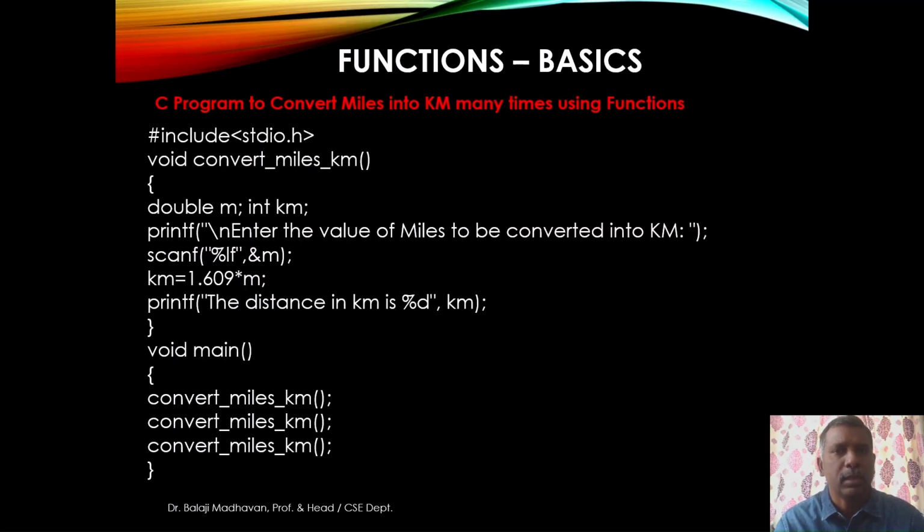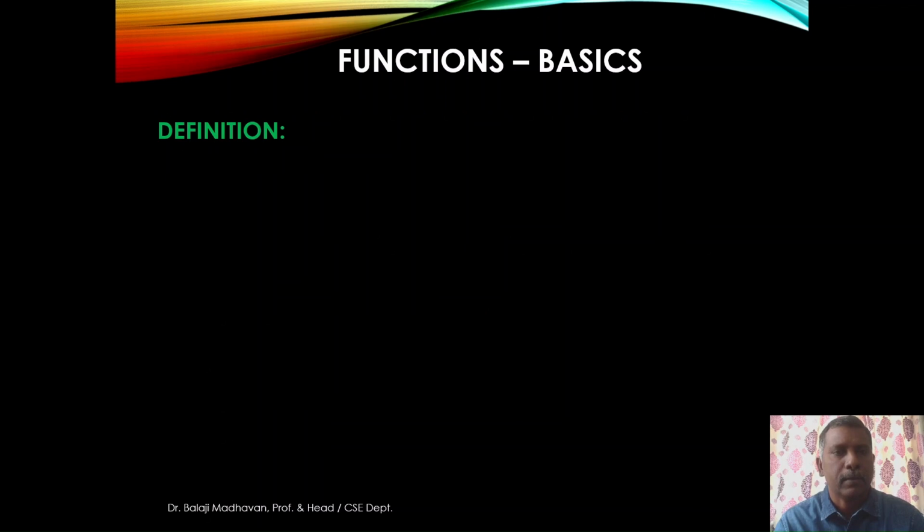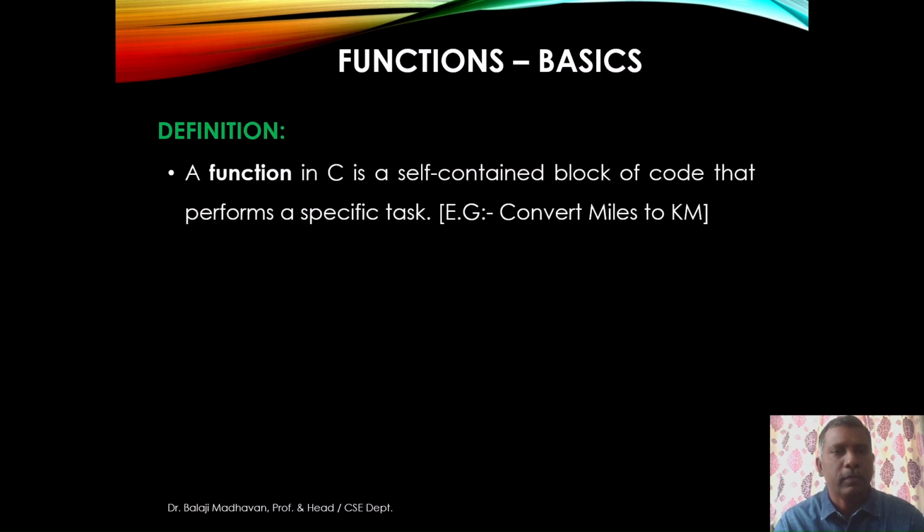Now, with this understanding, let us define what a function is and what the basics of a function are. Definition: how a function is defined. A function in C is a self-contained block of code that performs a specific task. In our example, that specific task is to convert miles into kilometer.